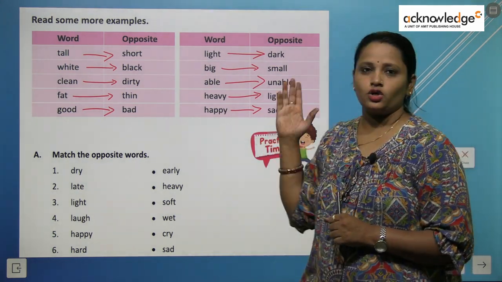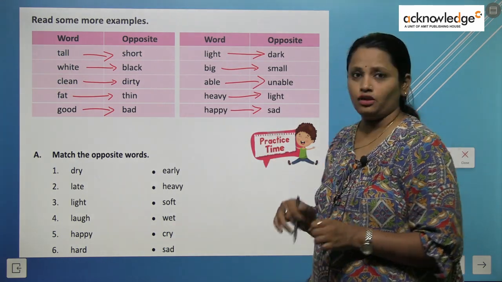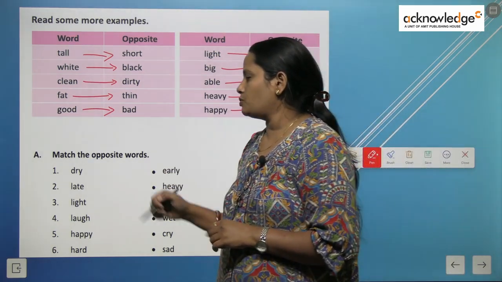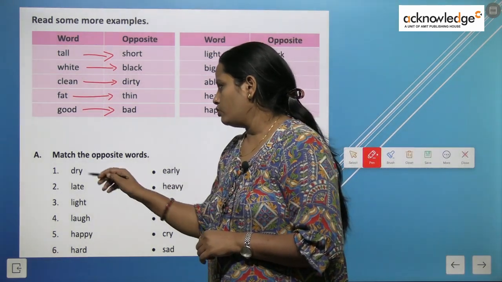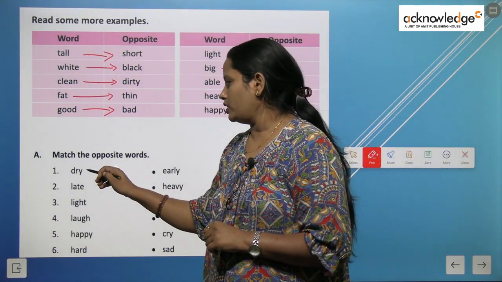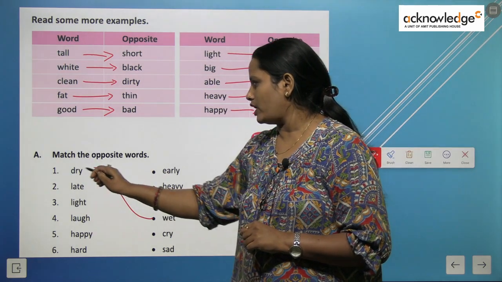So, it's your homework that you have to learn all these opposite words and the words that we are going to do in our exercise. Let's begin with the exercise. First, we have to match the opposite words. First word is dry, and the opposite of dry is wet.